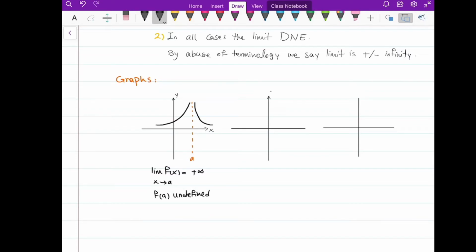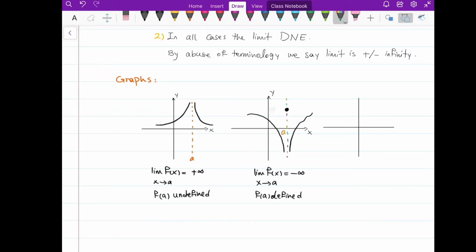Let's look at the second graph. At the point a, we can have also something like this. So the limit of f of x in that case, as x approaches a from the right or left, both of them, goes to negative infinity. I can also define the function at the point like this and then say that f of a is actually defined here, and it's equal to the second coordinate of this point.